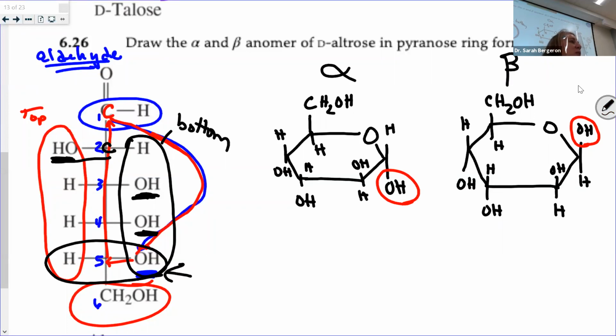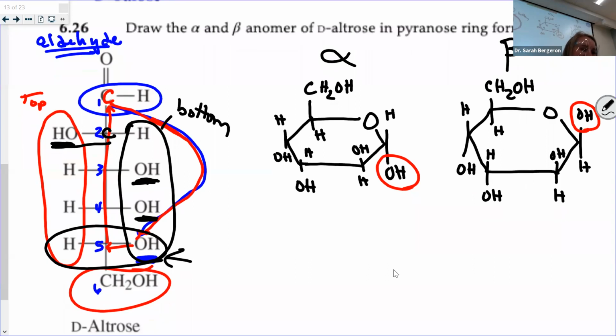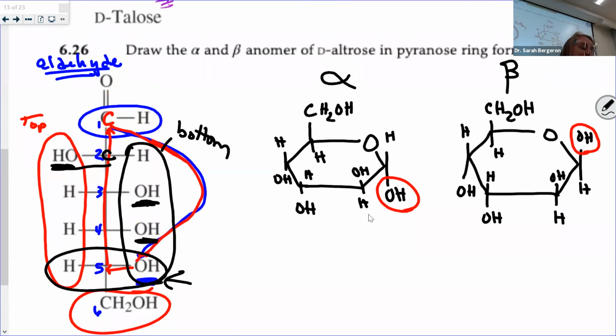Oh, and I heard on the homework, when you were naming the different sugars, you had to write D and L. It does not automatically assume that it's D. All right. Okay, so we good on this one? Can I change screen? Yes, all right.